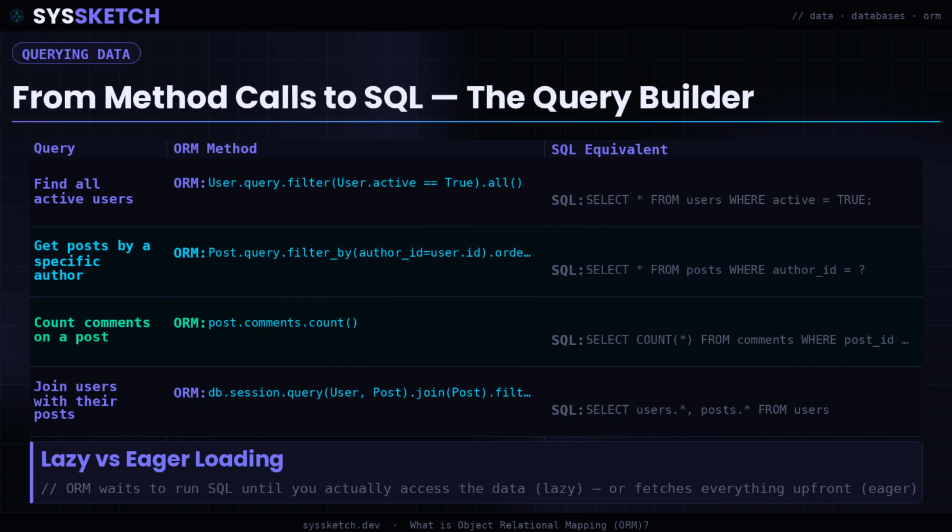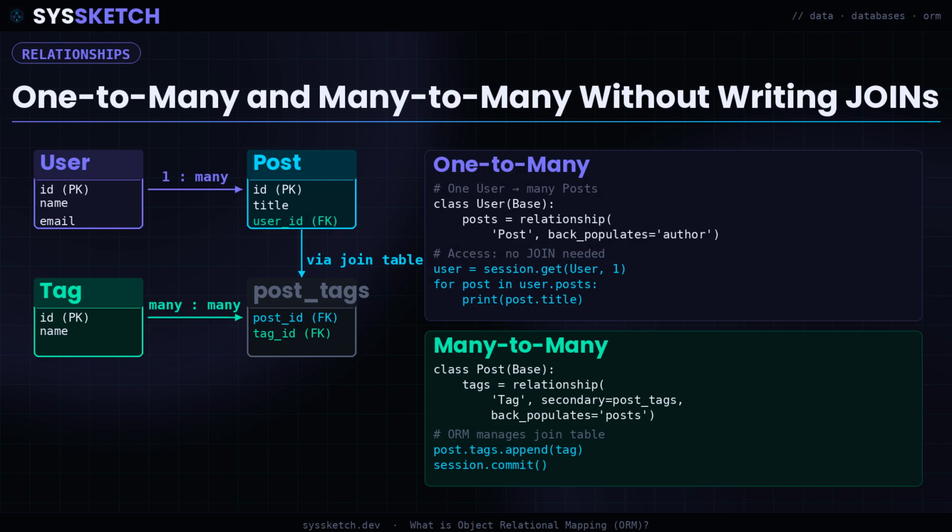Querying data through an ORM feels like calling methods on your objects rather than writing SQL strings. To get all active users, you call something like user.query.filter that generates select star from users where active equals true. To get a user's posts, you might write user.posts.all that becomes select star from posts where author id equals the user's id. The ORM builds these SQL strings safely, using parameterized queries to prevent SQL injection automatically. You can chain filters, apply ordering, limit results, and paginate, all through a Fluent Method API.